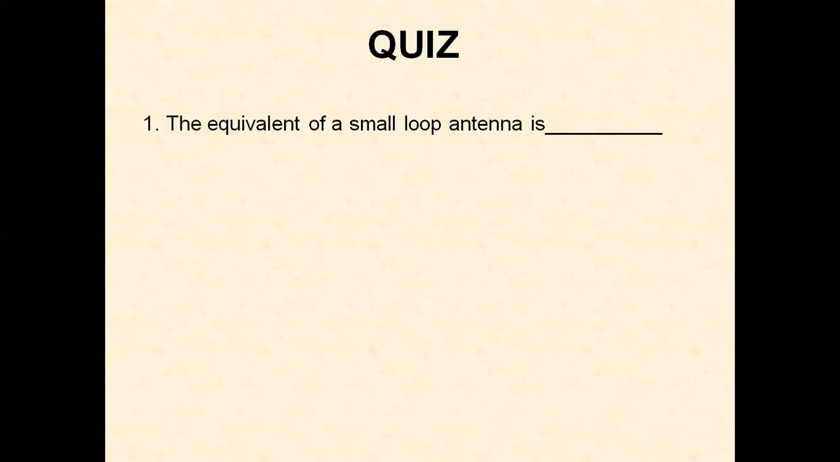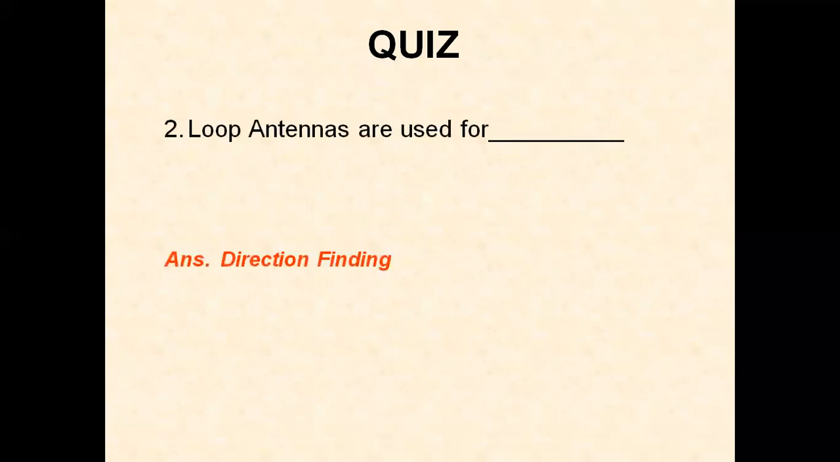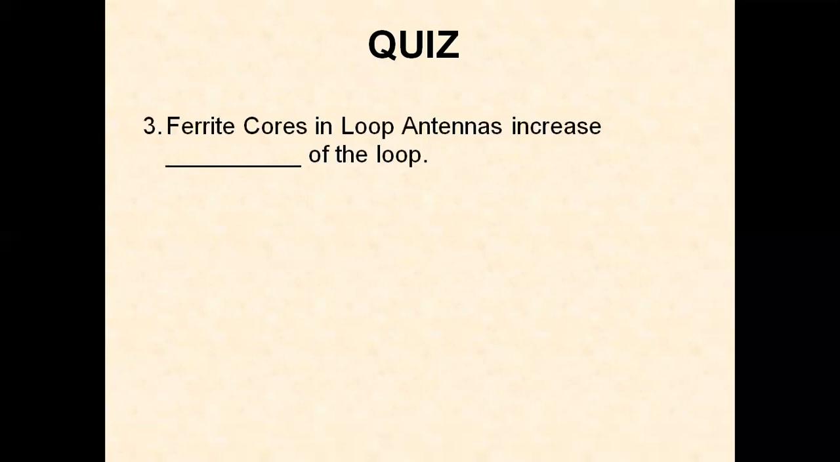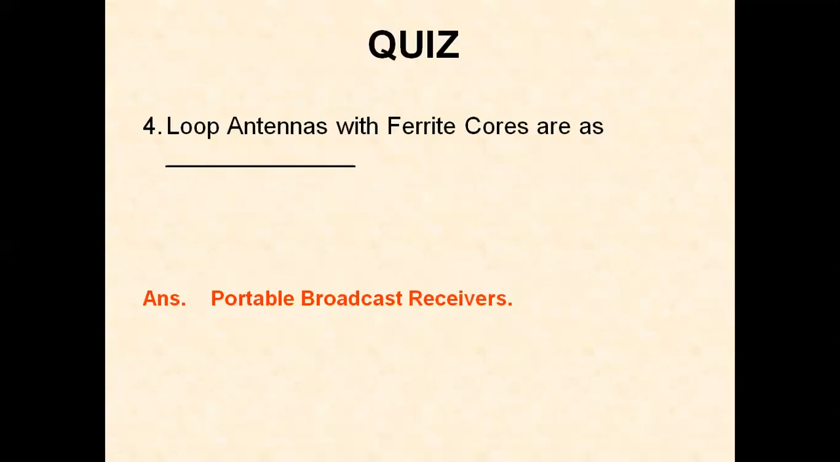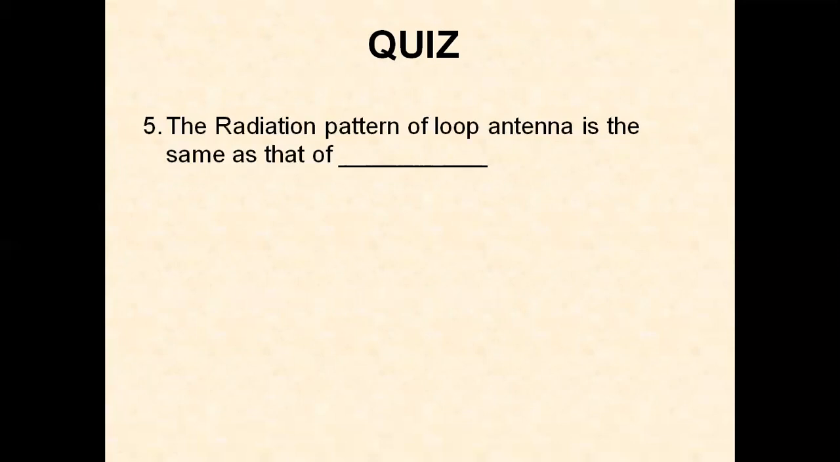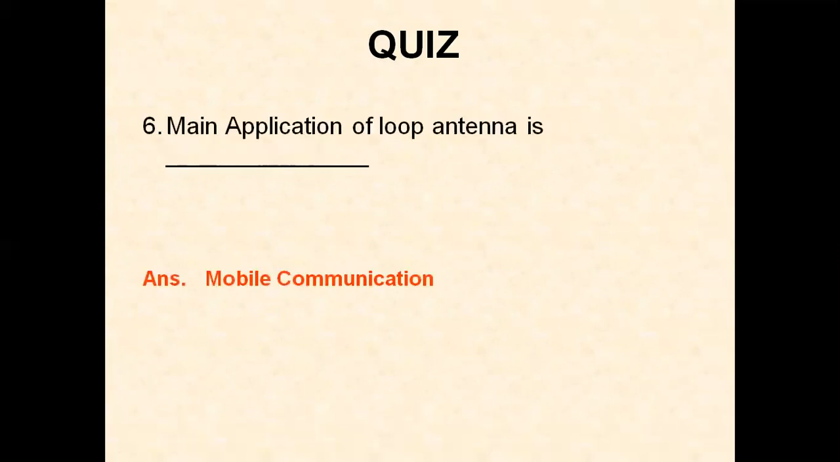The equivalent of a small loop antenna is a magnetic dipole. Next question, loop antennas are used for direction finding applications. Ferrite cores in a loop antenna increase the diameter of the loop. Loop antennas with ferrite cores are used in portable broadcast receivers. The radiation pattern of the loop antenna is the same as that of a half-wave dipole, a figure of 8 pattern. The main application of the loop antenna is in mobile communication, satellite communication, satellite tracking, VHF, UHF communication.